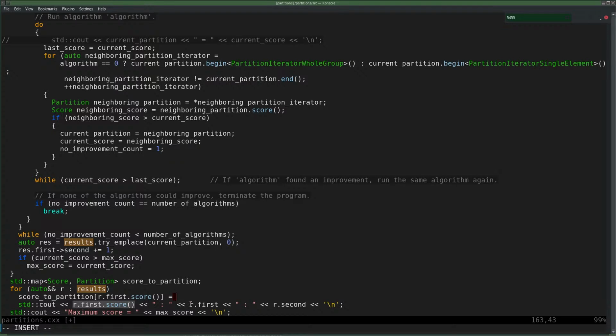Yeah, I think that might not work. I mean, certain partitions can have the same score, which then we would get lost. So we need a multi-map, so the same key can occur multiple times. And then the square brackets probably won't work anymore, so let's just use insert. And insert just uses a pair usually. So make a pair from the score and the partition.